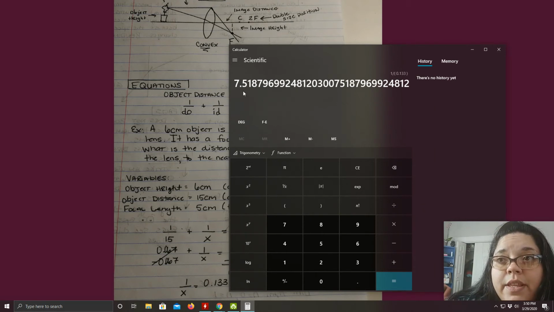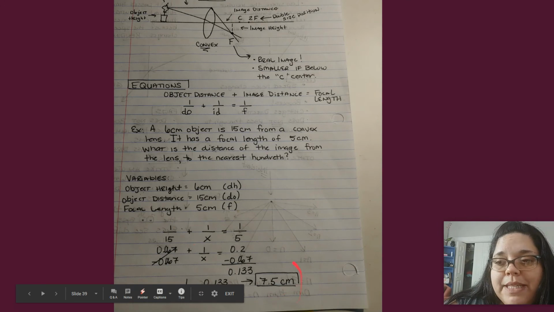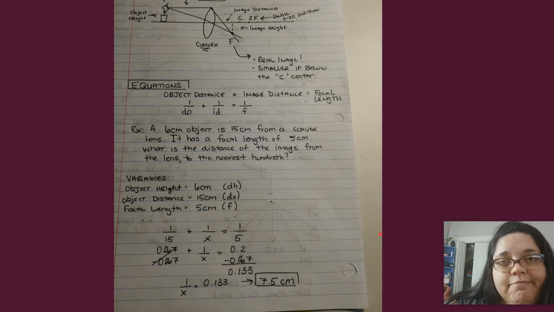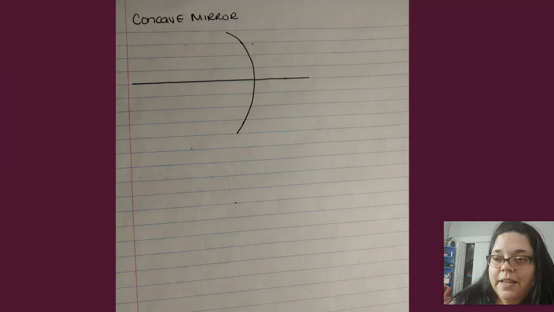So nearest hundredth, that's the first number past the decimal point. So that's going to be 7.5, which is our answer here, which would be 7.5 centimeters. That's pretty much it. Just make sure that you plug it in because it's all fractions. Once you figure out what the fraction is, just go ahead and hit that 1 over x, and that'll give you your answer. Don't forget to hit the 1 over x.